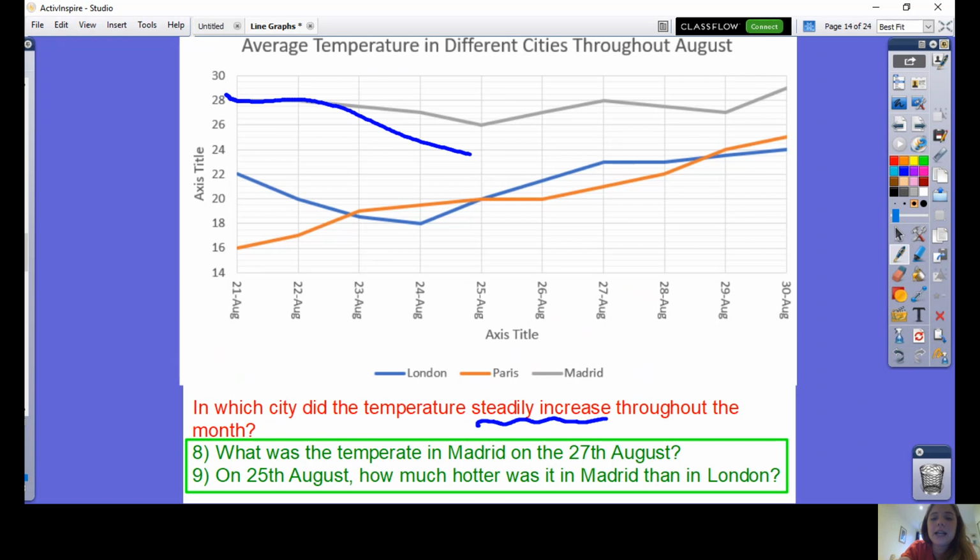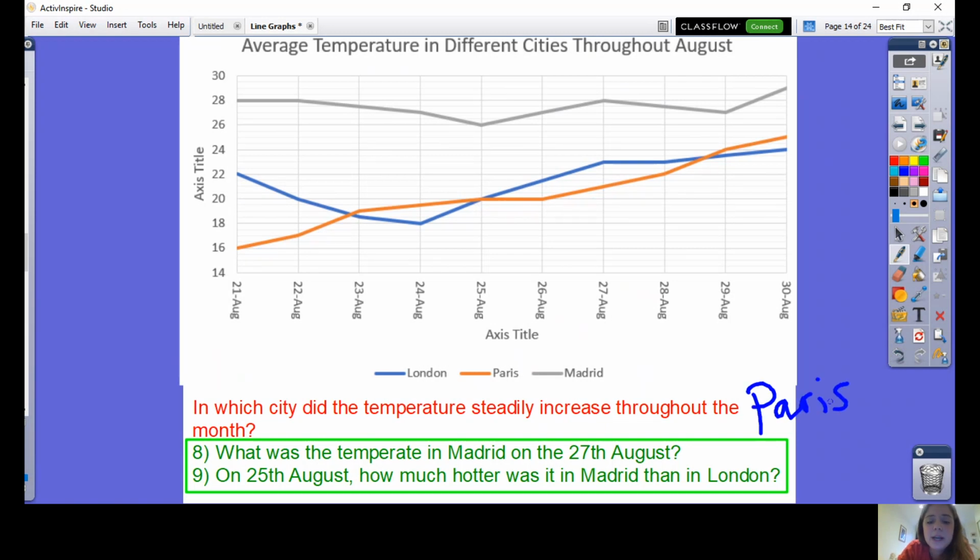I can see here I'm going down, up, so it's not Madrid. In what's blue, London, we're going down, then up, then down. So it's not London, whereas in Paris, you can see it is mostly going up. So the answer for that one is Paris.